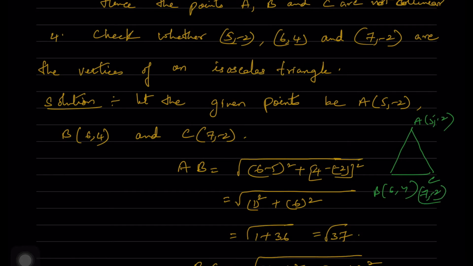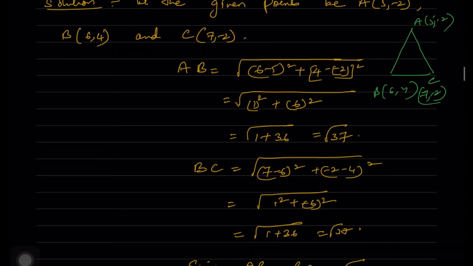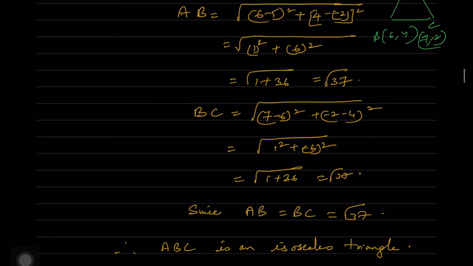How to find out AB? You know that it's equal to root of x2 minus x1 whole square plus y2 minus y1 whole square. So we are not writing the formula because you became familiar with it. You can directly do it, but in the exam you'll have to write the formula. So here you're getting 6 minus 5 whole square plus 4 minus of minus 2 whole square, which is equal to under root of 1 square plus 6 square. So 1 plus 36 is equal to root 37.